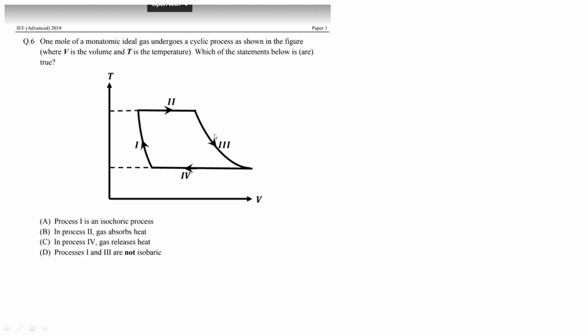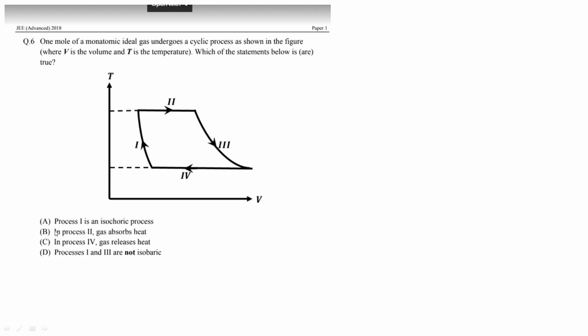Why is it so? Because if it was an isobaric process, as you know, volume and temperature are directly proportional if the pressure is constant, and it's a straight line which passes through the origin. But processes 1 and 3 do not pass through the origin, and you can see that T and V are not directly proportional. So 1 and 3 are not isobaric processes, and that's something which is true. So option D is correct.